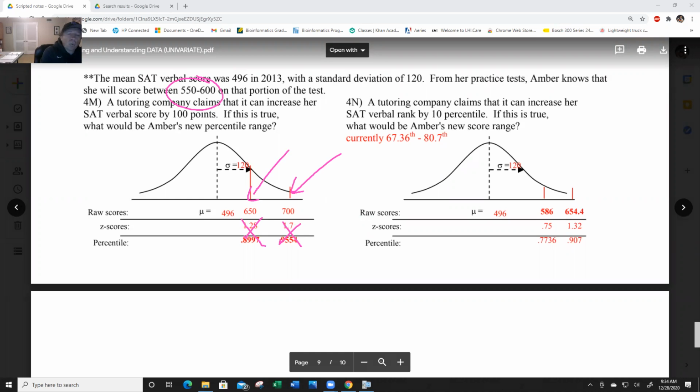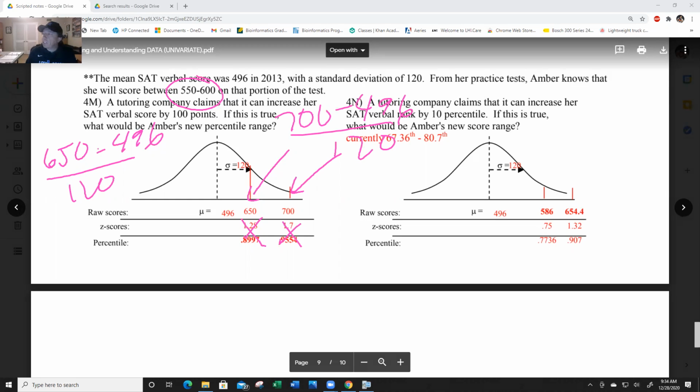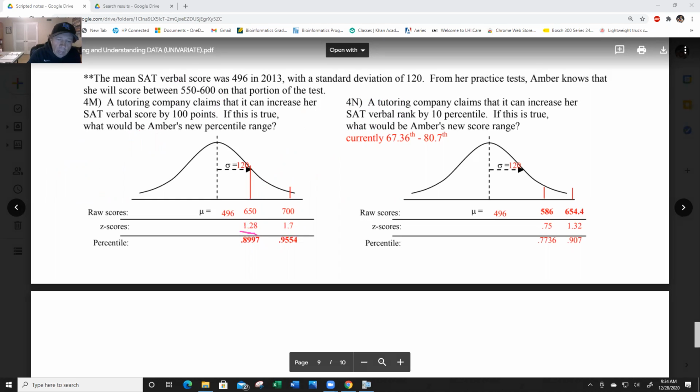So the first z-score will be 650 minus 496 over 120, okay? And then the other one will be 700 minus 496 over 120. And that's going to give me my two z-scores, which you'll see below there. Okay, the two z-scores of 1.28 and 1.7. Now I just got to get the percentile range in there, okay? It's between the 90th and like 95th, as you can see. But let's go ahead and get those numbers, okay?